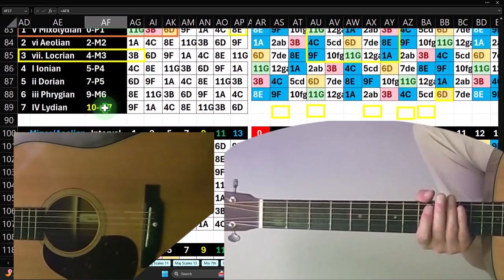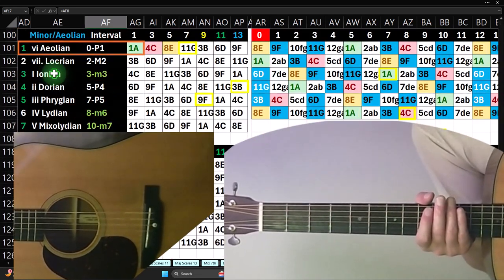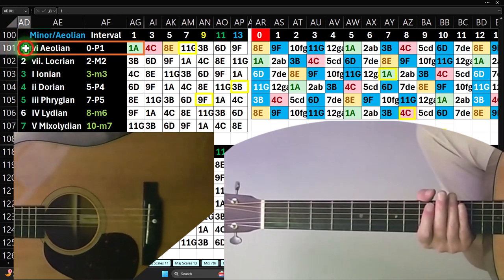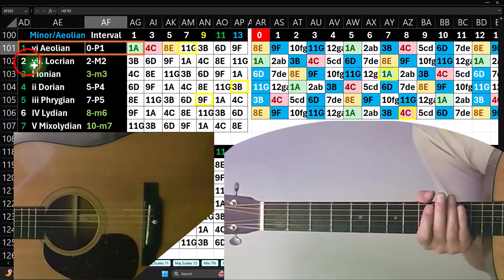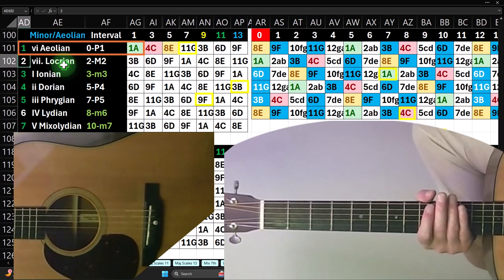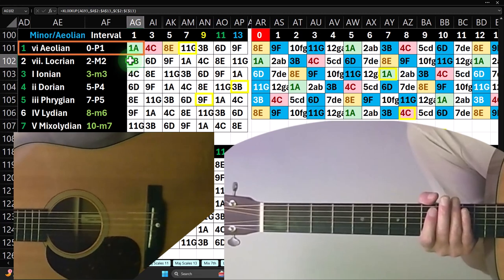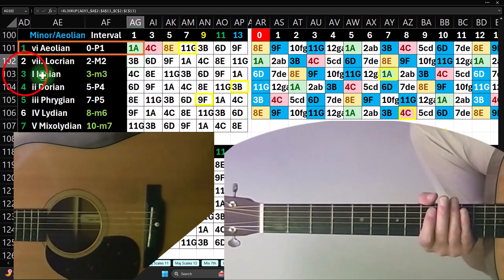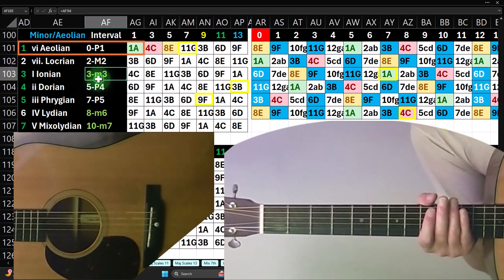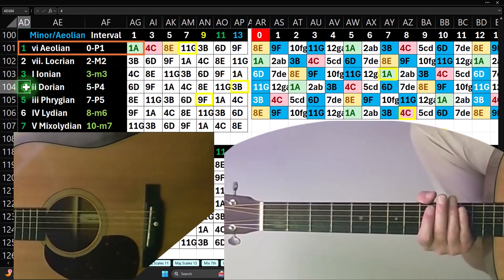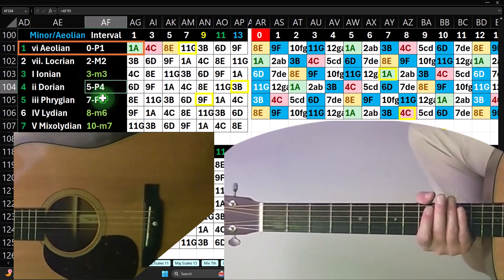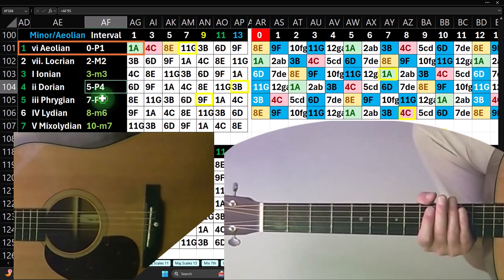When we go to the Aeolian, which is the minor scale, the first is still a perfect first. The second is the Locrian one. That's the weird one. So we have to remember, instead of the seventh being the weird one, it's the second. And then the third is a three note away minor third, which means we flat the third instead of a four note away major third. The fourth is still a five note away perfect fourth. The perfects will remain.